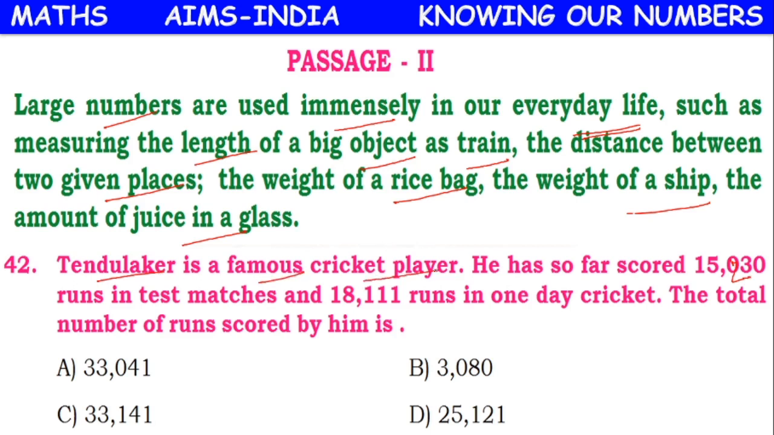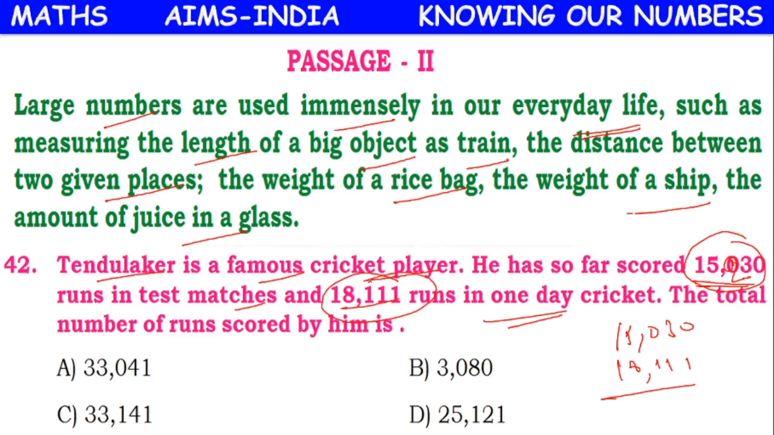Tendulkar is a famous cricket player. He has so far scored 15,030 runs in test matches and 18,111 runs in one-day matches. These runs were made in test matches, and these runs in one-day matches. The total number of runs scored by him altogether is what? If we add both: 0 plus 1, 1; 3 plus 1, 4; 0 plus 1, 1; 5 plus 8, 13, carry 1; 1 plus 1 is 2, plus 1, 3. So 33,141. Option C is the correct answer.